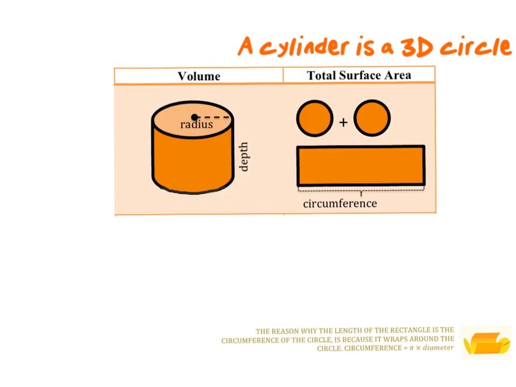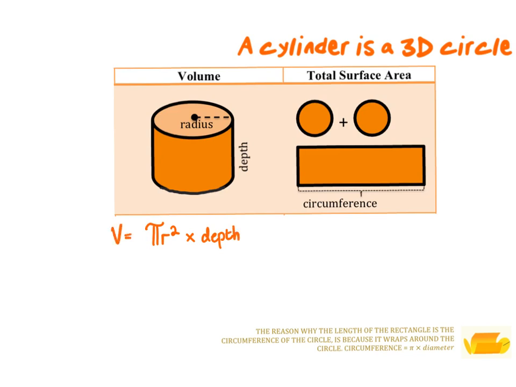Let's first consider the cylinder or the 3D circle. So for a cylinder, we have the area formula of a circle, which is pi times radius squared. And now to make it 3D, we're just going to multiply this by the depth, or you can also call this the height of the cylinder.